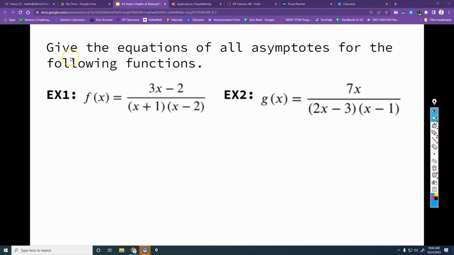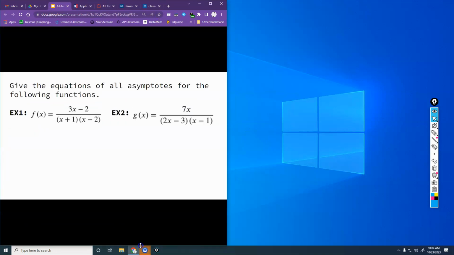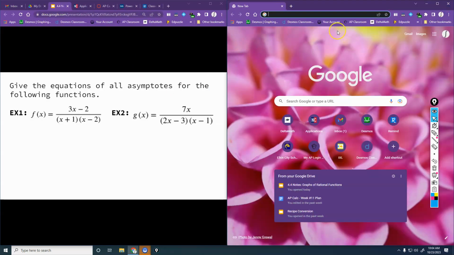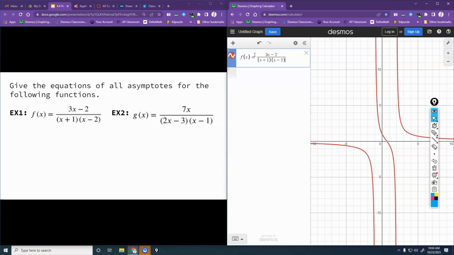For this, we're supposed to give the equations of all asymptotes for the following functions. So again, there are ways of doing this from the equation. We don't have to be able to do those. That's at the next pre-calculus level that you have to know that. So we can just graph these. So if I go over here to f of x equals (3x minus 2) over (x plus 1)(x minus 2).